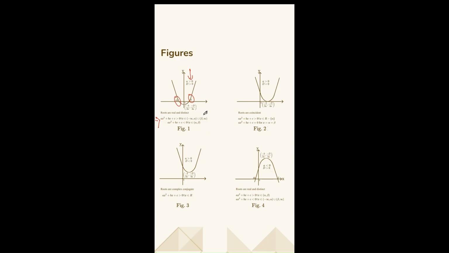Now, in this particular graph, you can see that all the points from beta to positive infinity are above the x-axis, or you can say the y value for all the points from beta to plus infinity is positive. Same goes for all the points from minus infinity to alpha. All the points lie above the x-axis, or you can say on the positive part of the y-axis.